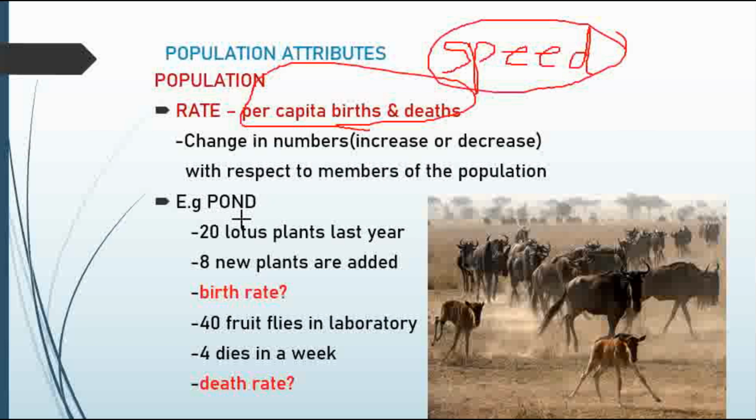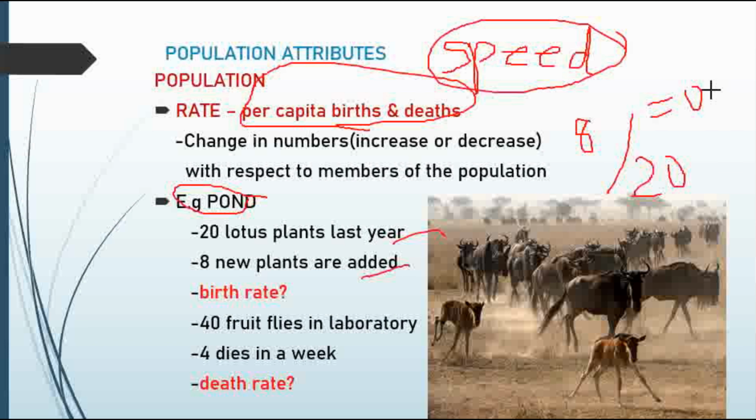Now if you take a pond, say there were 20 lotus plants last year, then 8 new plants are added now through reproduction in the pond. How will you calculate the birth rate? Now, including the 8 plants, there are 28 lotus plants in the pond. But to calculate the birth rate, 8 new plants are added, right? And first there were 20 plants, so it will be 8 by 20, you will get 0.4.